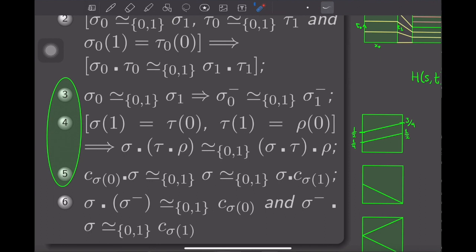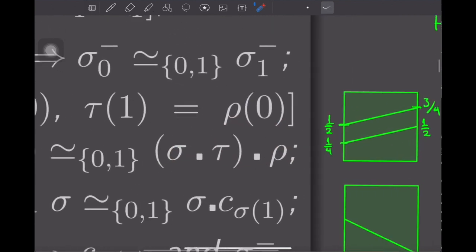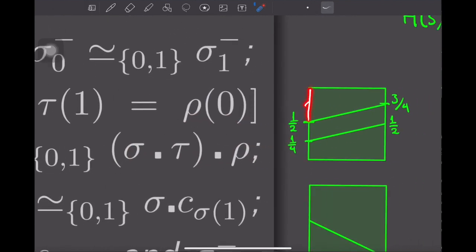Oops, I made a mistake. It's the other way around. Sorry, this one is really here. Yes, sorry, I messed up the picture. Here, this is the concatenation of two things, namely this one and rho, and this one in turn is a concatenation, and so rho should be parameterized here, and sigma dot tau here.